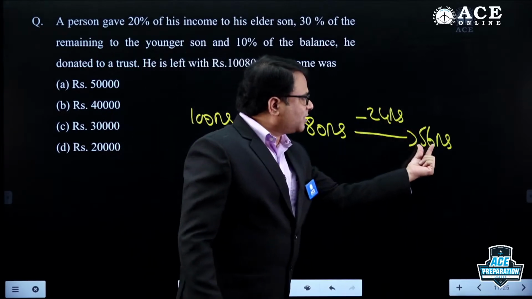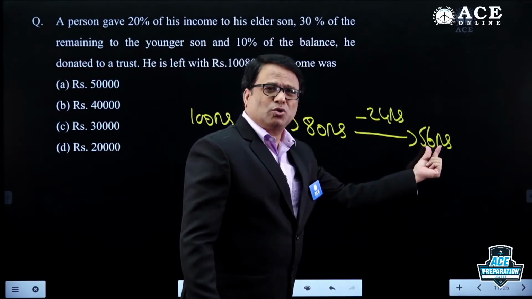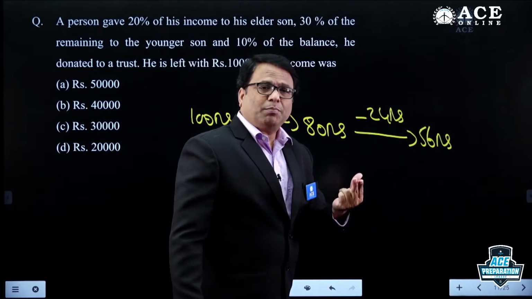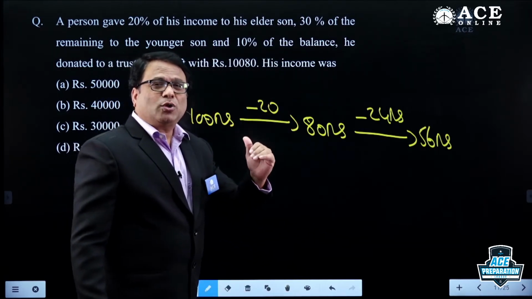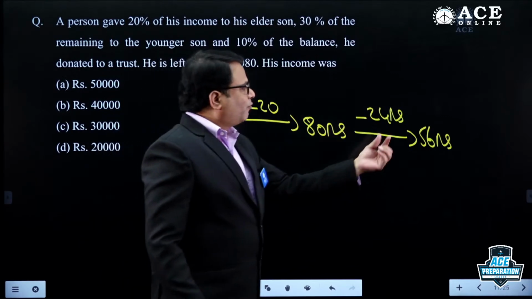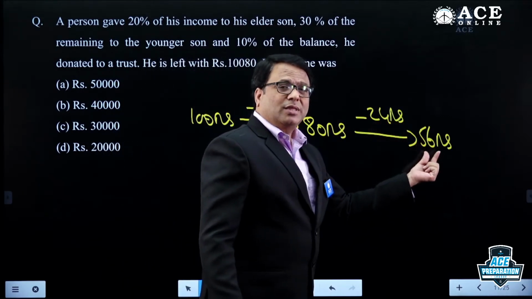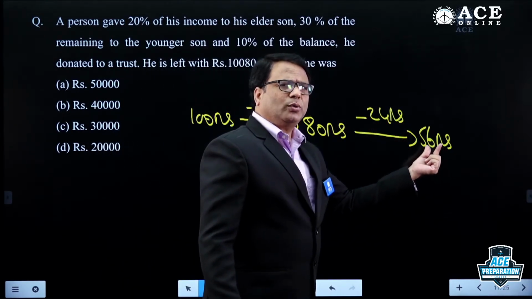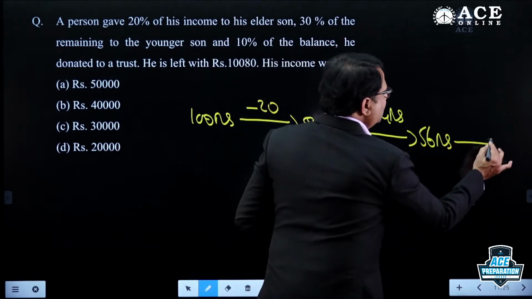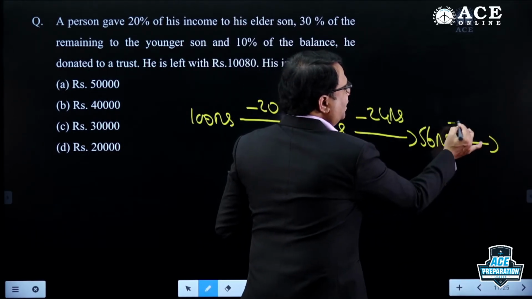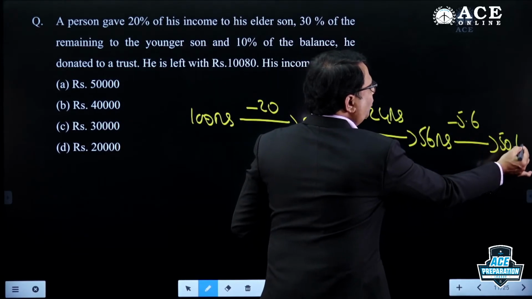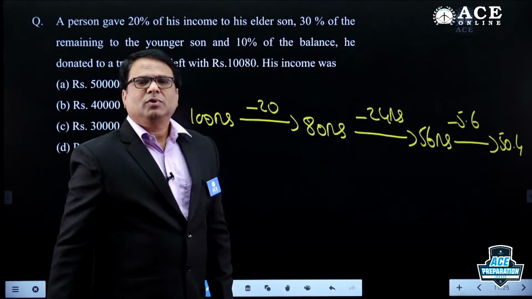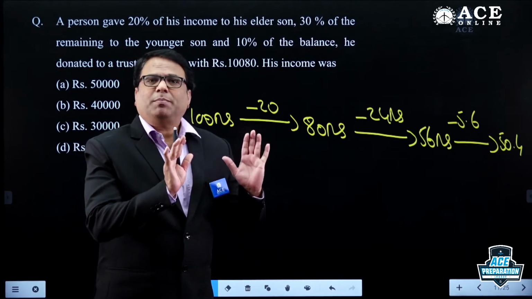So out of this balance, 10% is donated to a trust. That 10% is not calculated on the original income; it is calculated on the balance remaining. So 56 is remaining. On this, 10% is donated to a trust. 10% of this 56 is 5.6. So how much is left? 50.4 is left. So this is the money left with the person.